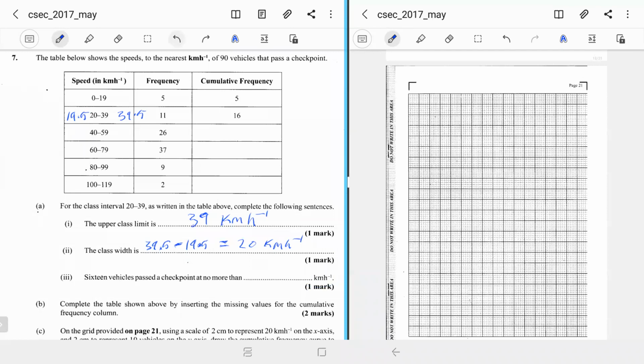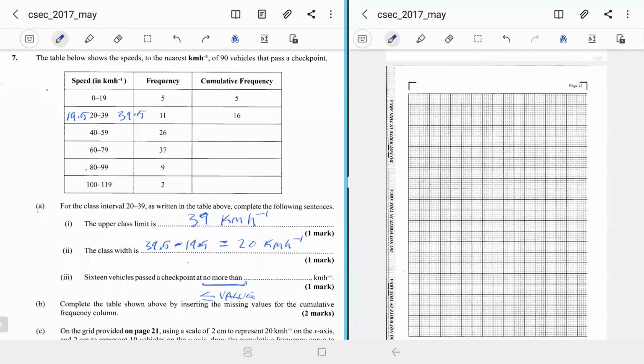Yes, the kilometers per hour is there. 39 is the upper limit. Look at the upper boundary, they give the marks still. But what does this mean? No more than. If something must be no more than a value, it means that it can be less than or equal to that value. So it means that they're asking us for the upper limit. Because remember, it's either you're doing less than or equal to the upper limit, or you're doing less than with the upper boundary.